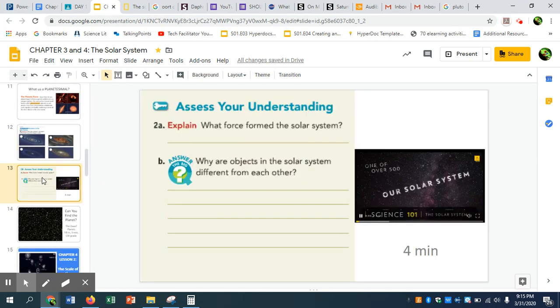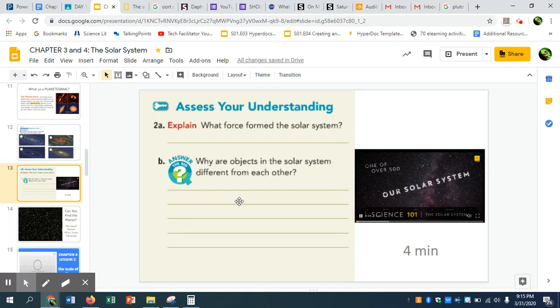All right, let's go to our next activity. I believe this is our last activity. Assess your understanding 2A and 2B. So 2A says, what force formed the solar system? Again, a recurring theme since the beginning, since our forces book. What's that big force that we're always talking about? And if you haven't guessed it already, it is gravity. Gravity is the big force that is controlling all this. And then 2B, why are objects in the solar system different from each other?